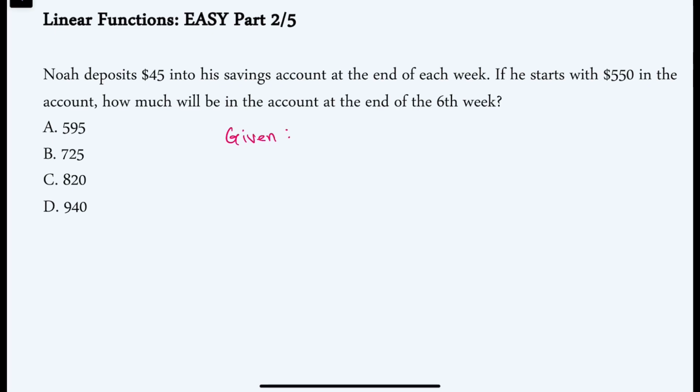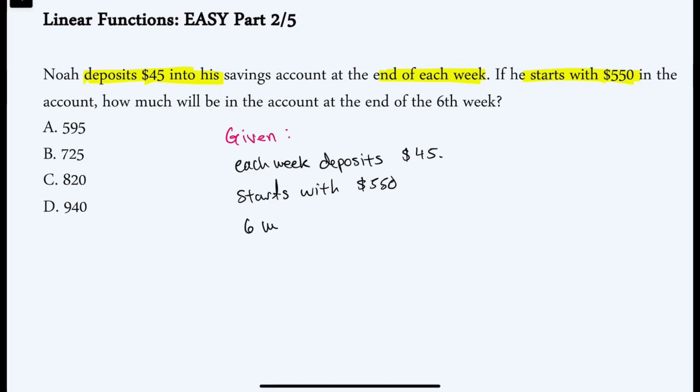So Noah deposits $45 into his savings account at the end of each week. So we can write down each week, deposit $45. Okay, starts with $550, which is right here. How much will be in the account at the end of the 6th week? 6 weeks pass.